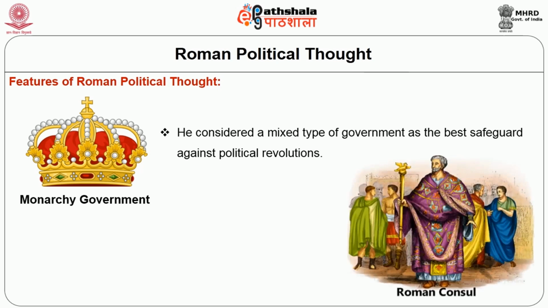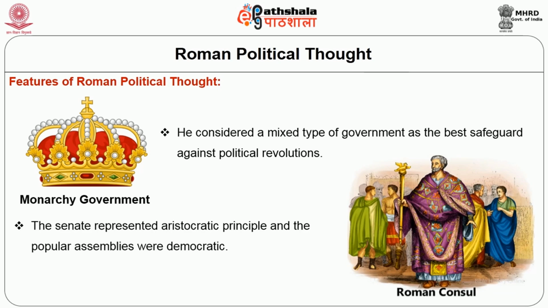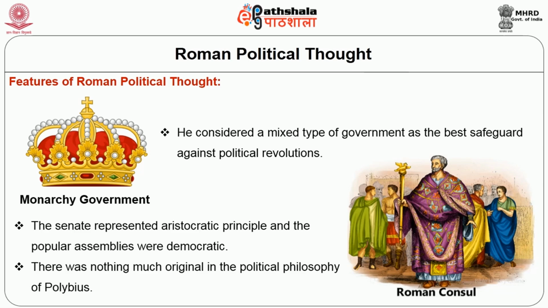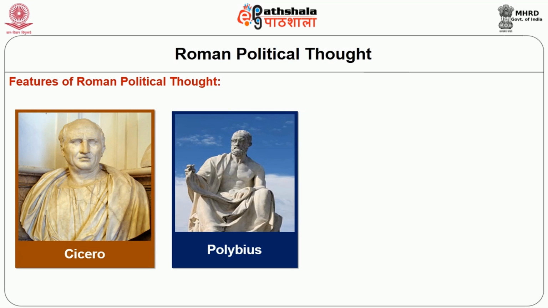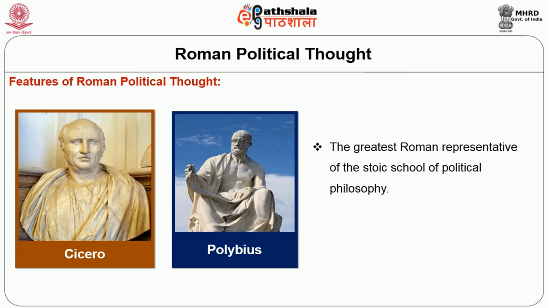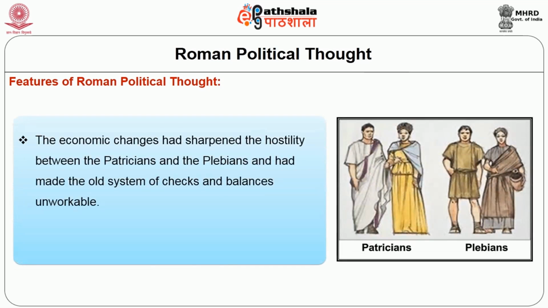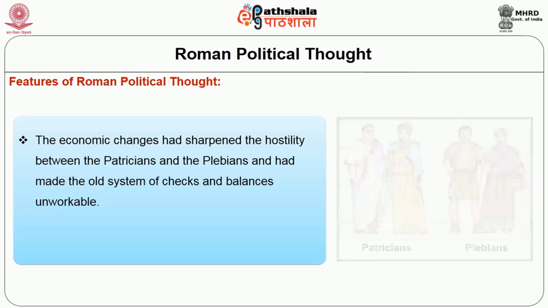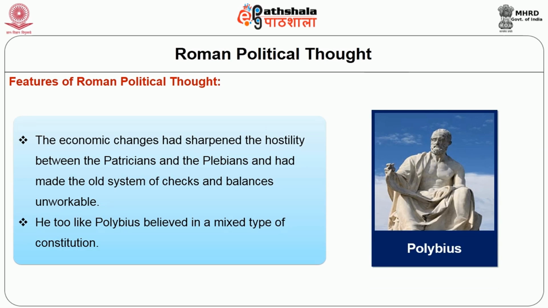In the Roman constitution, the consuls represented the principle of monarchy. The Senate represented the aristocratic principle, and the popular assemblies were democratic. Overall, there was nothing much original in the political philosophy of Polybius. Cicero, who wrote about a century after Polybius, was the greatest Roman representative of the Stoic school of political philosophy. During his time, political conditions of Rome were chaotic. The economic changes had sharpened the hostility between patricians and plebeians and had made the old system of checks and balances unworkable. He too, like Polybius, believed in the mixed type of constitution.